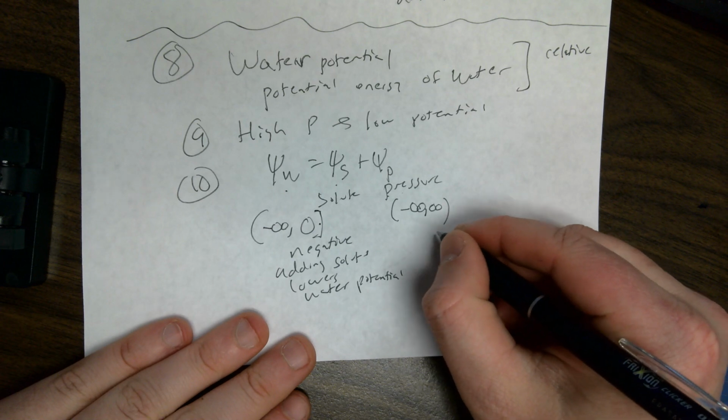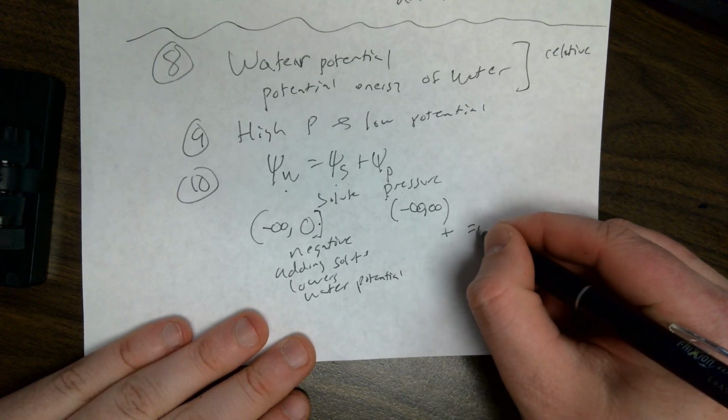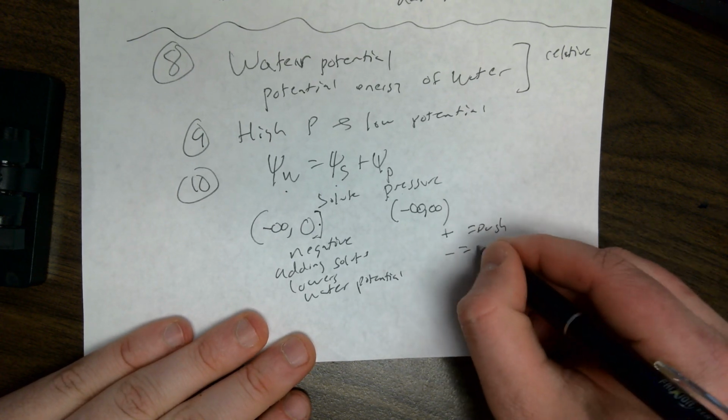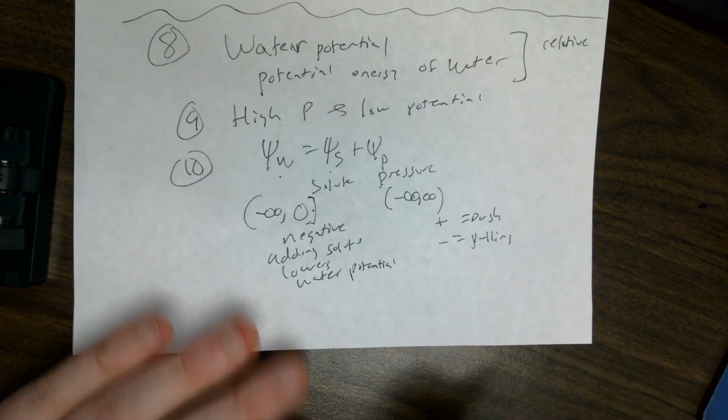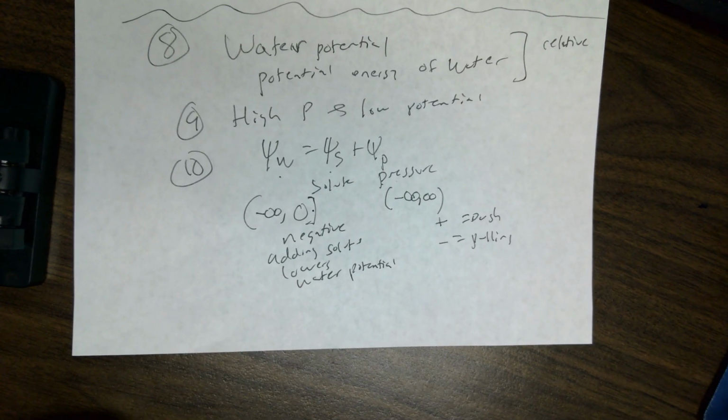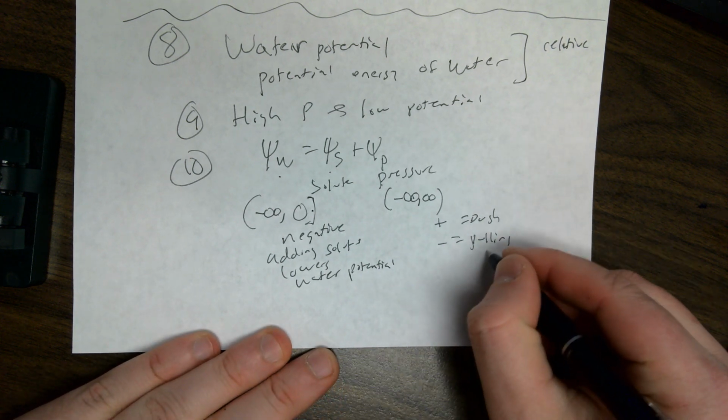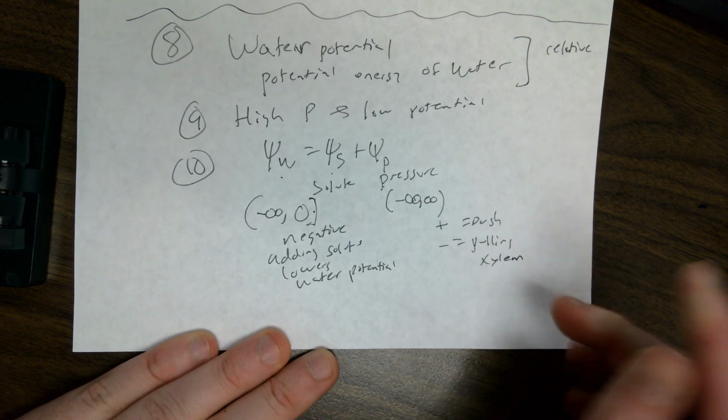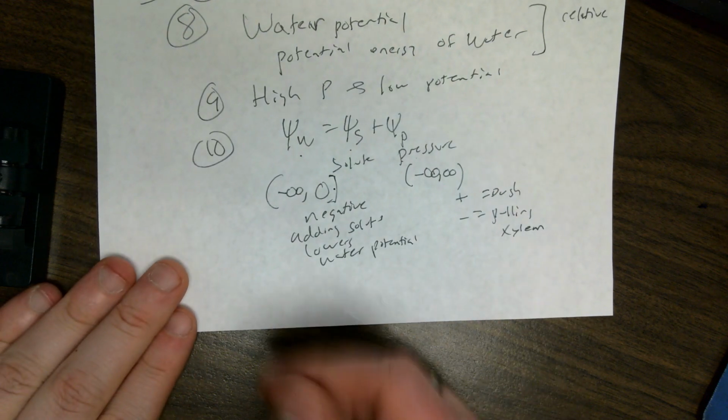Pressure can be positive or negative. If it's positive, it's because you're pushing. Negative if you're pulling, like through evaporation. And so you add those together. For example, the negative often occurs in the xylem due to evaporation. The last standard, right?